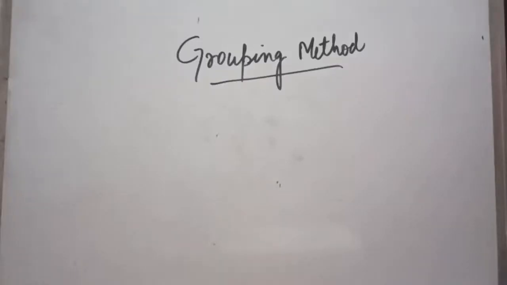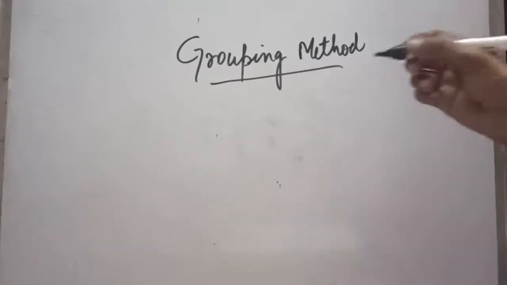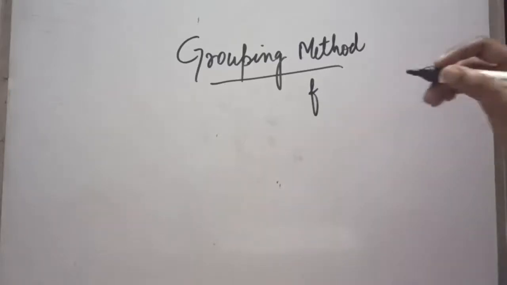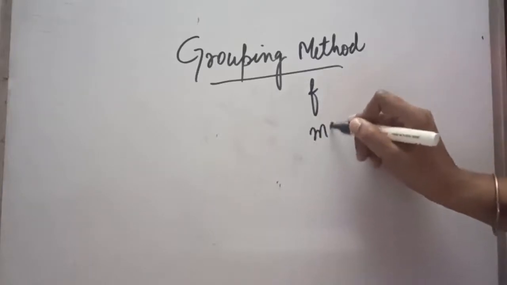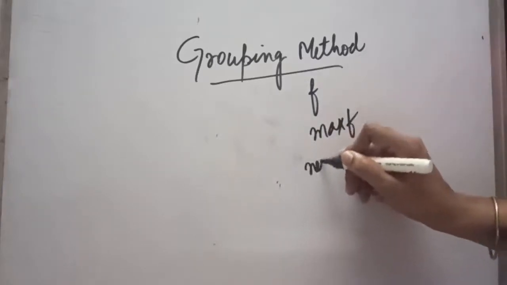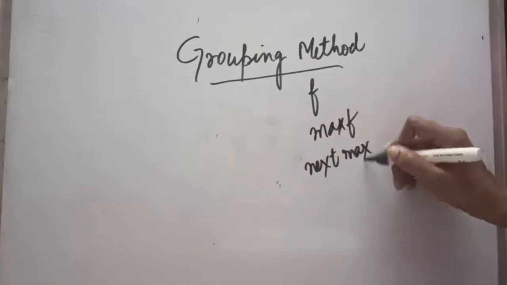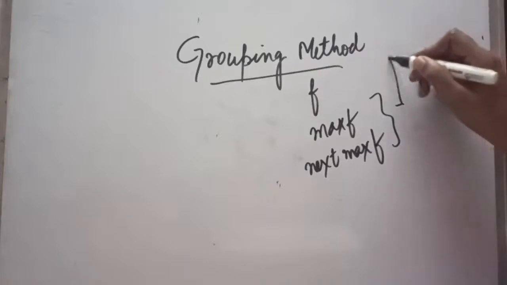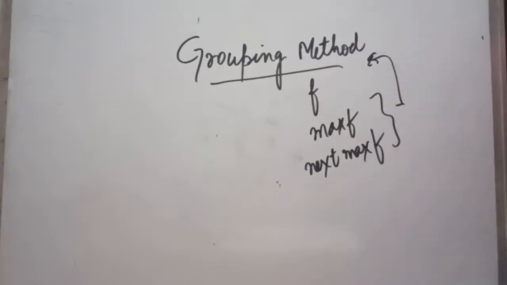Now the next type of questions will be solved with the help of the grouping method. We apply the grouping method where, as we have seen in the inspection method, the maximum frequency and its corresponding x or class interval locate our modal value. But in certain questions, the difference between the maximum frequency and the next maximum frequency is very minor. In that case, we have to apply the grouping method. The inspection method cannot be applied.